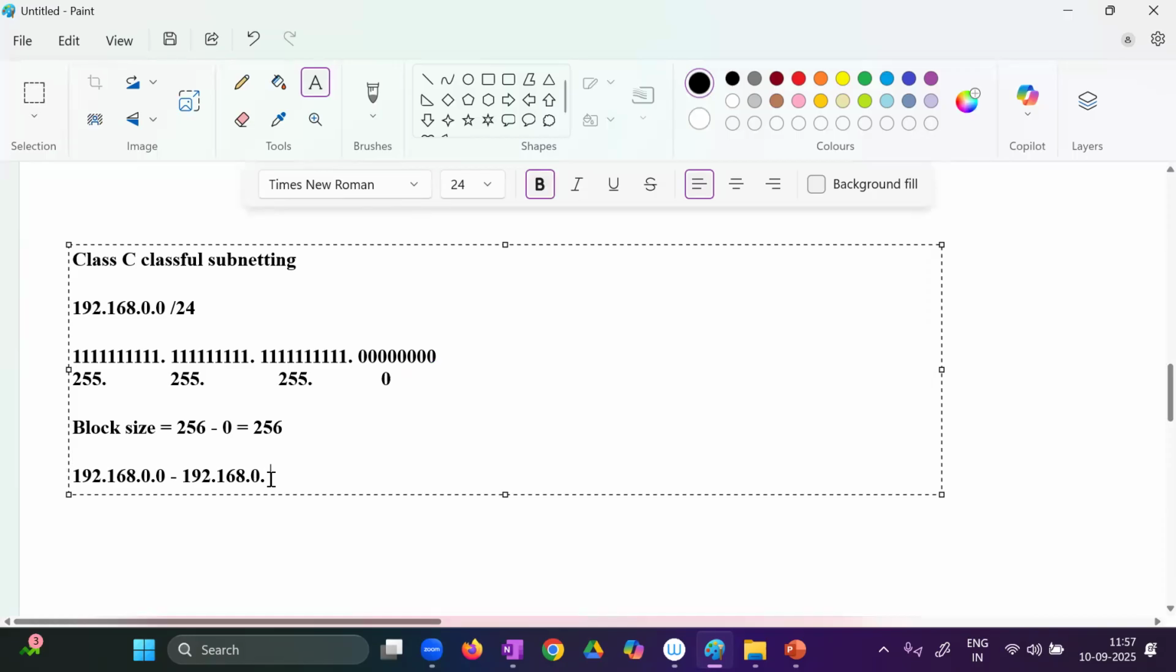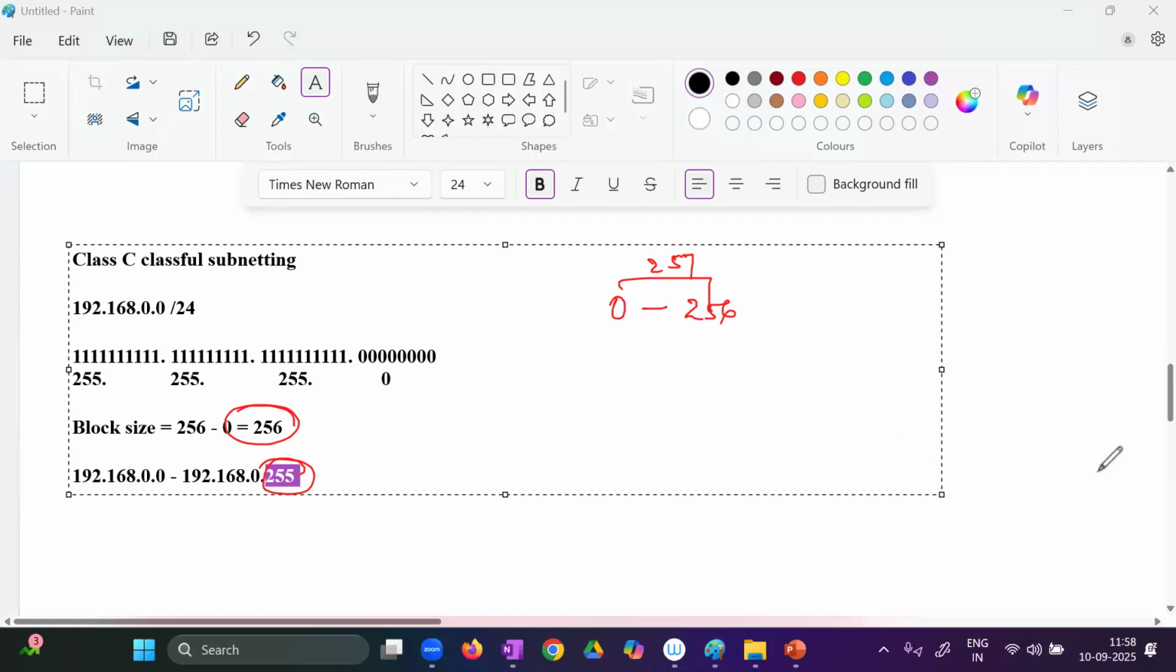Then what will I write? Dot 255. Now tell me why I will write 255. Block size is what? I am starting from where? If I write here 256, how many values will I get? 257. See, when you start from 0 and end at 256, how many values do you get? 257. But how many do we have to get? That's why we have to end it here at 255, right?